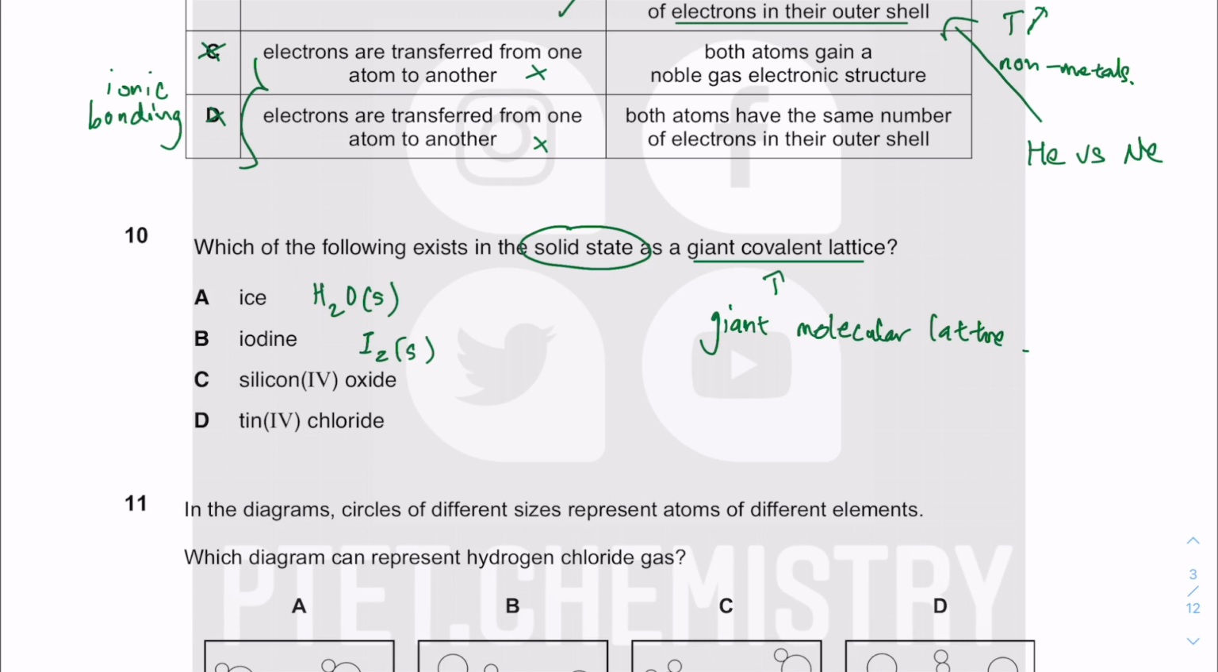All right, tin chloride. Tin is considered a metal. Tin is a metal, Cl is a non-metal. In fact, chlorine as an element is a diatomic molecule. So you have a giant ionic structure.